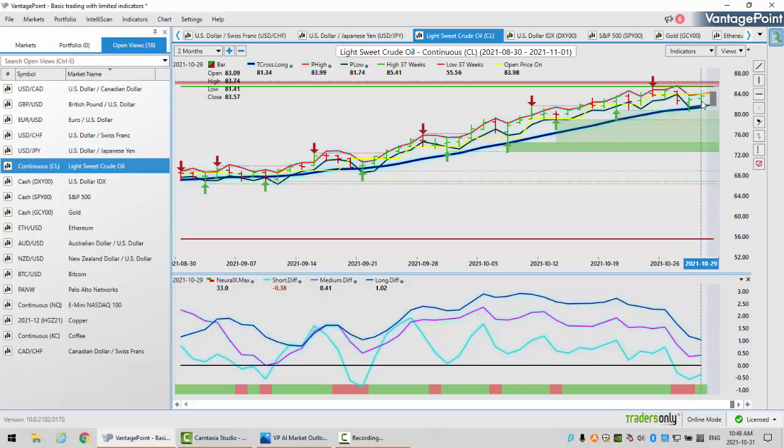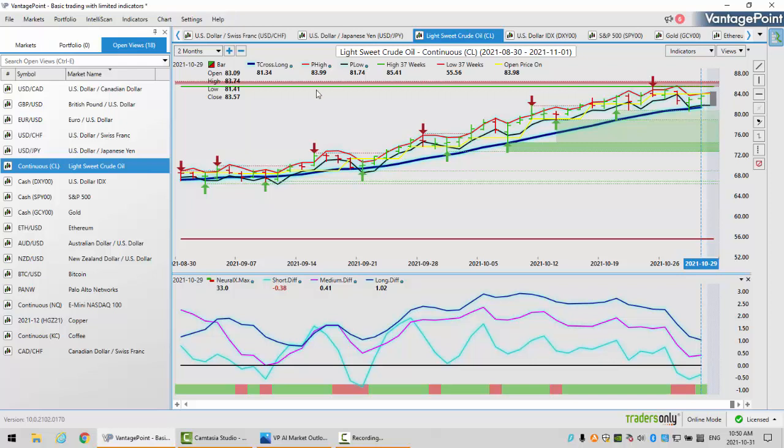So right now, our line in the sand for oil is clearly identified at 81.34 using the T-cross long, the only predicted moving average I'm using this week because we're going into such a volatile week. There are many methodologies that can be used with the VantagePoint software. None are completely right, none are completely wrong. It's building strategies using the AI technology.